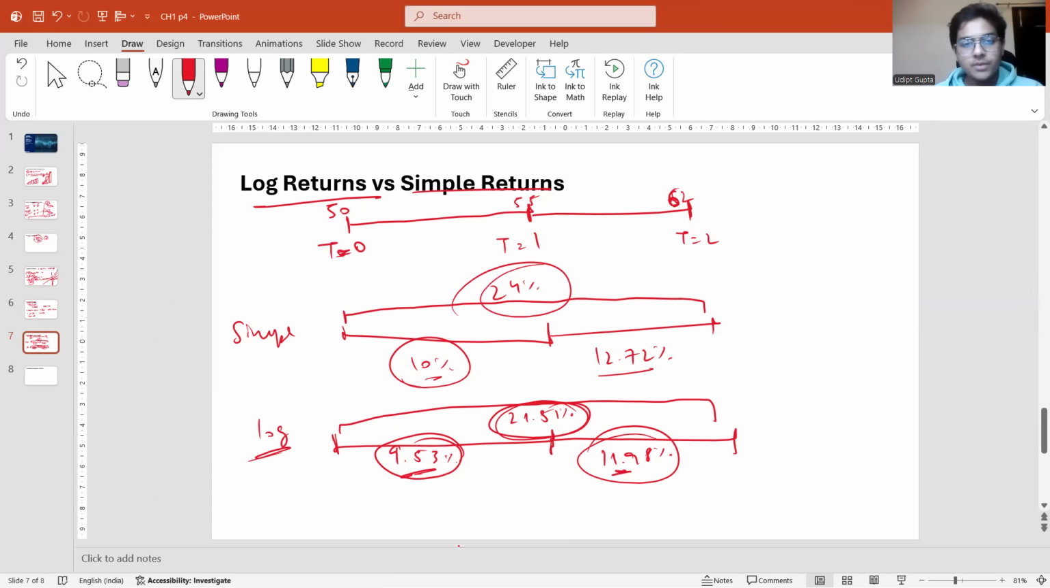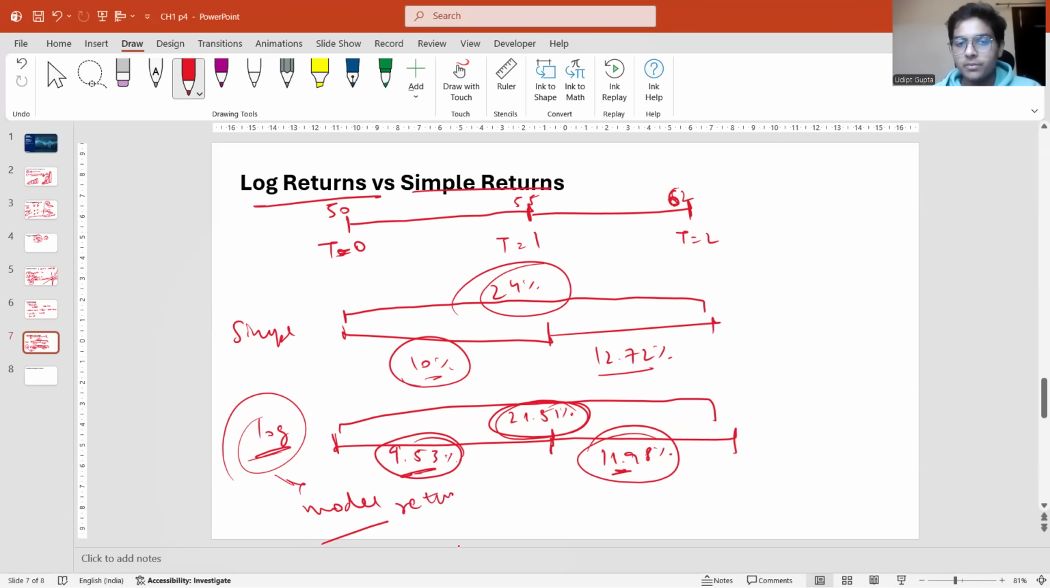So log versus simple: always choose the log returns for continuous growth. To model the analysis, log returns are preferable. To model your returns, logs are preferable. If you want to show it in a presentation or something, then simple returns are more intuitive and helpful to the people.